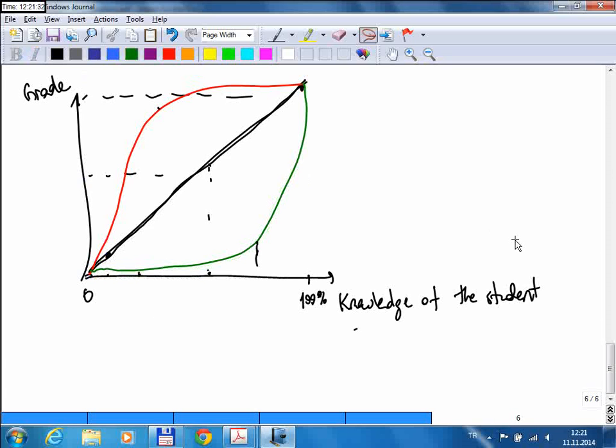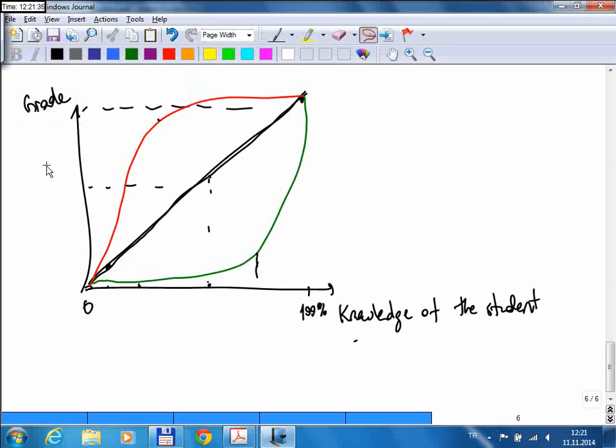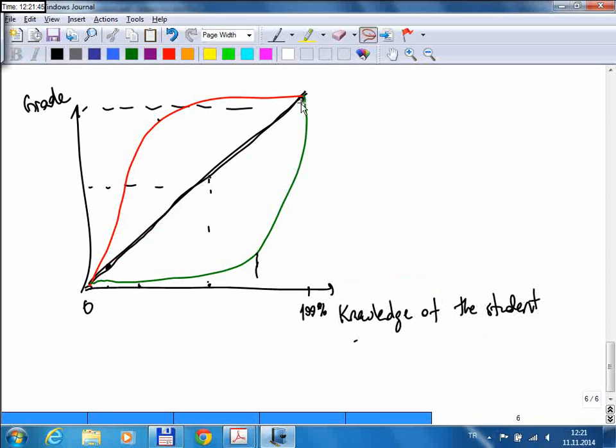See, the bad thing is I know the grades, right? At the end of the year, I will have all your grades. But unfortunately, I will not have the true knowledge of each student. So I never really get to create this line. Any questions?